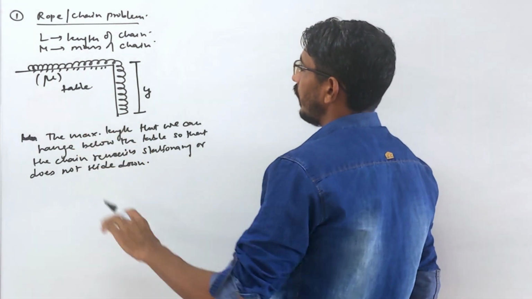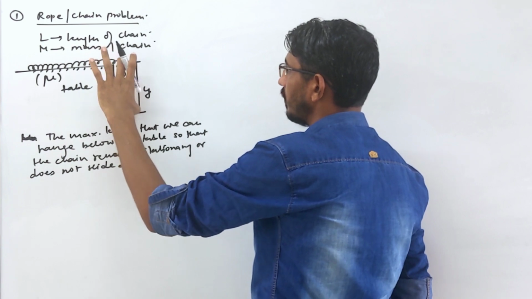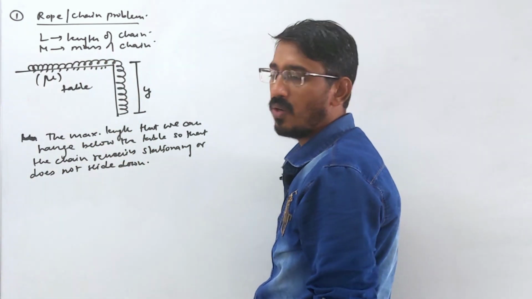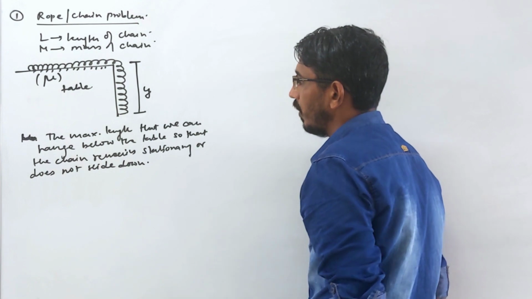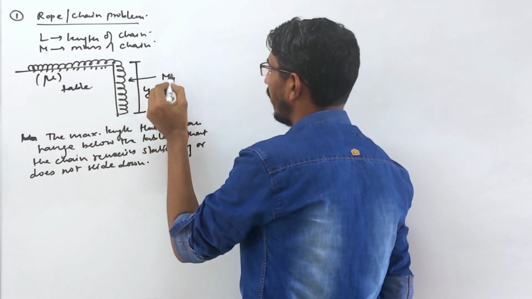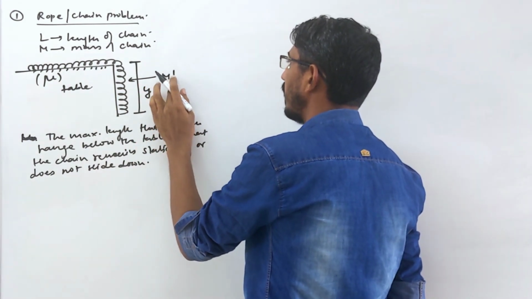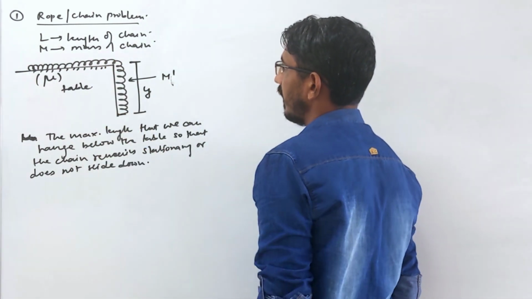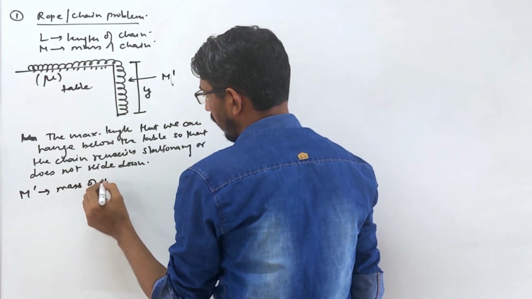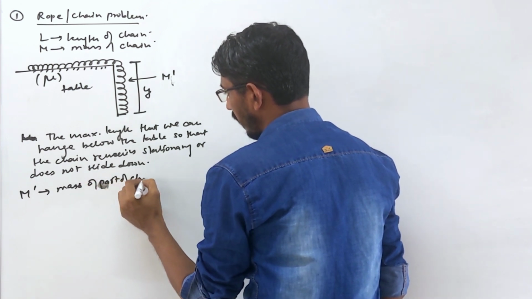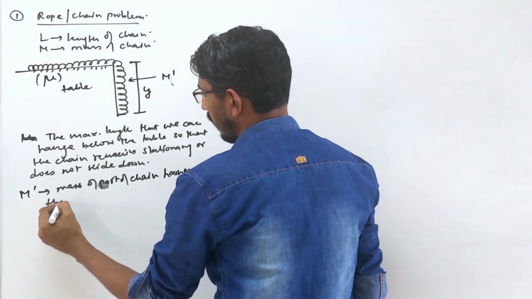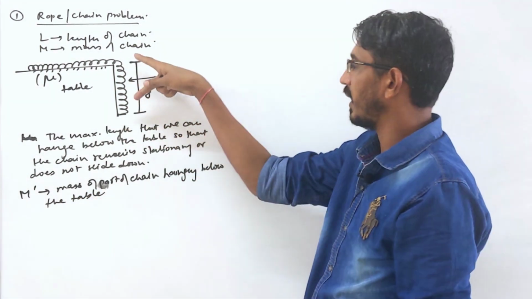Now let's see, this much part of the chain is pulling the system downward. So we are interested in knowing the weight of this part, the Y length of the chain, or its mass. Let's first calculate the mass of this part. Let's call it M dash. M dash is the mass of the part of the chain hanging below the table, that is, the mass of that Y length of the chain.